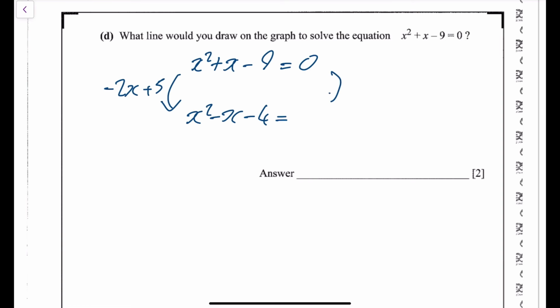So what I need to do on the right hand side is do exactly the same. So I'm minusing 2x and I'm adding 5. So that means I need to draw what's on the right hand side. So I need to draw this. So you want to draw y is equal to minus 2x plus 5.